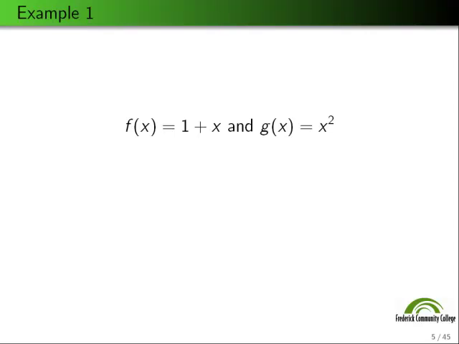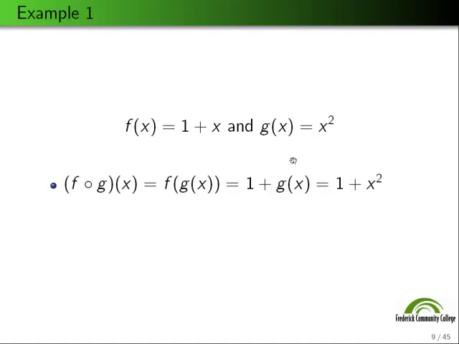Here we have two functions, f of x equals 1 plus x, and g of x equals x squared. So if I want to look at this composition, f composed with g of x, I'm plugging g of x into f, and f says whatever is inside of me, do 1 plus that thing. So g of x is inside of f, so it's 1 plus g of x. But now g of x equals x squared, so we have 1 plus x squared. That is, f composed with g of x is the function 1 plus x squared.